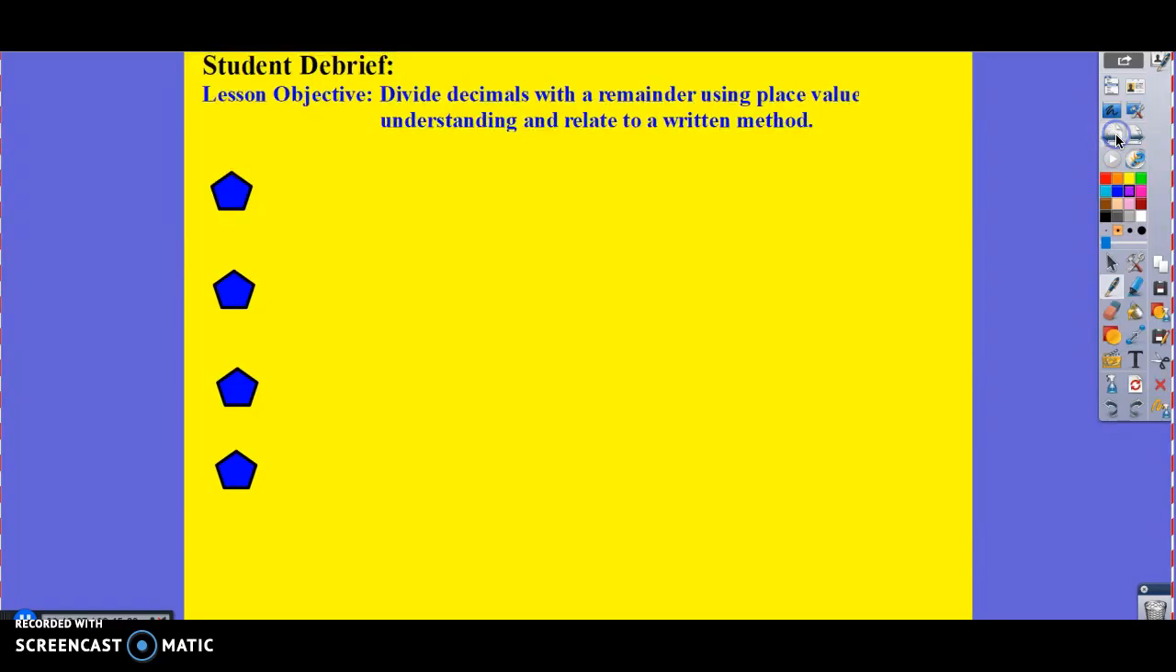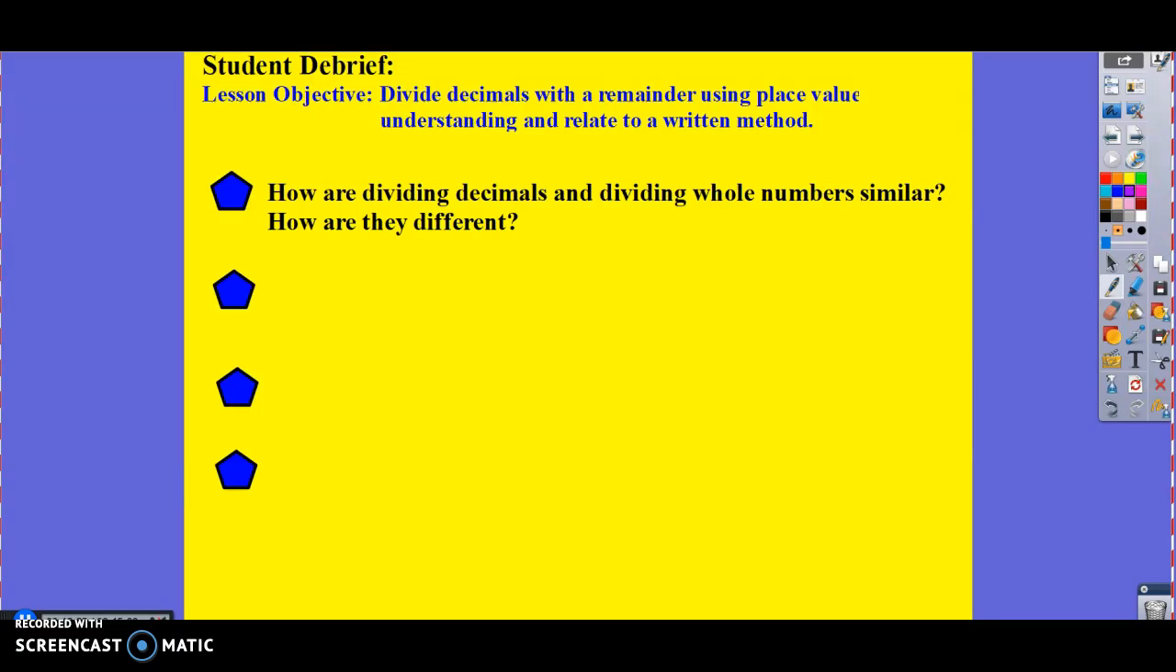Let's quickly recap what we were doing today with dividing decimals. The remainder using place value understanding and relate to the written method. Here are some comprehension questions to see where you stand with this skill. How are dividing decimals and dividing whole numbers similar? How are they different?